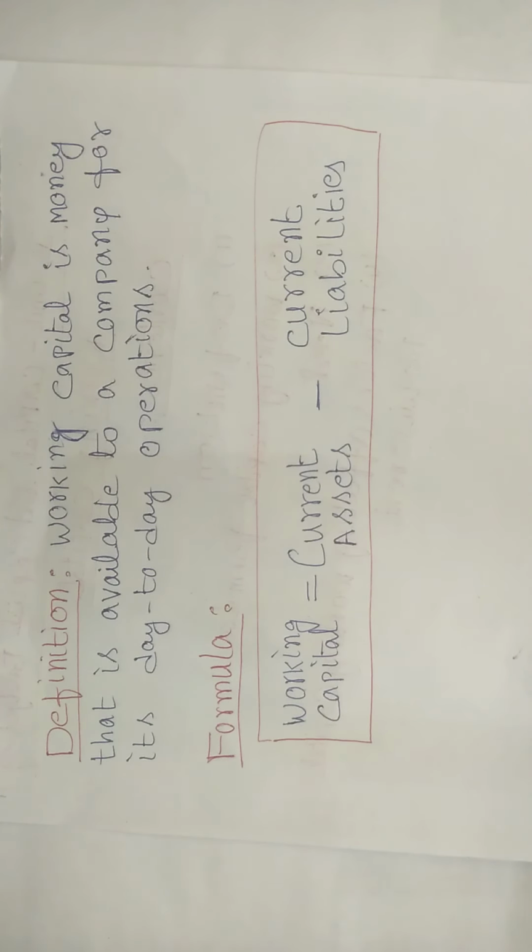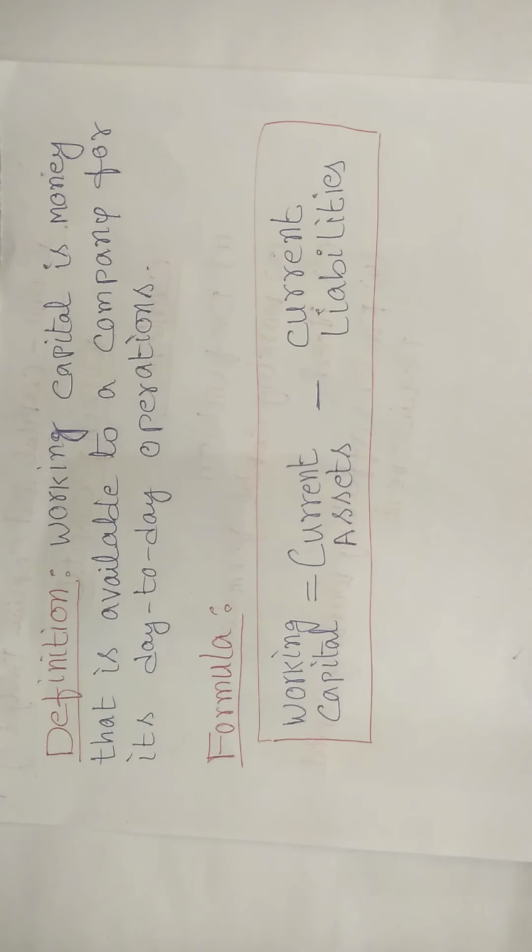Next, the definition of working capital. Here, the definition of working capital means simply we can say that working capital is money that is available to a company to meet its day-to-day operations. So, this working capital can be calculated by the difference between current assets and current liabilities of a company.